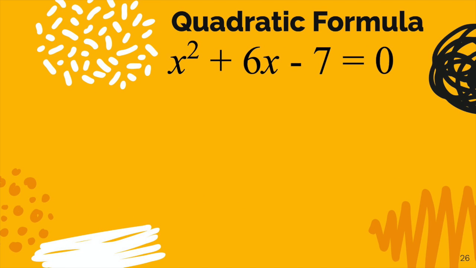Let's get back to our example, x squared plus 6x minus 7. First thing we want to do is identify what a is. A is 1. B is the number in front of the x, which is 6, and then c is your constant. In this particular example, it is negative 7.